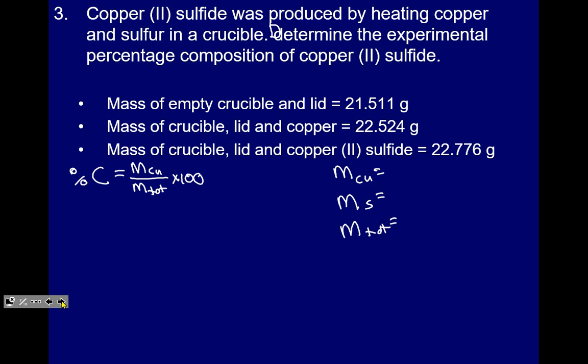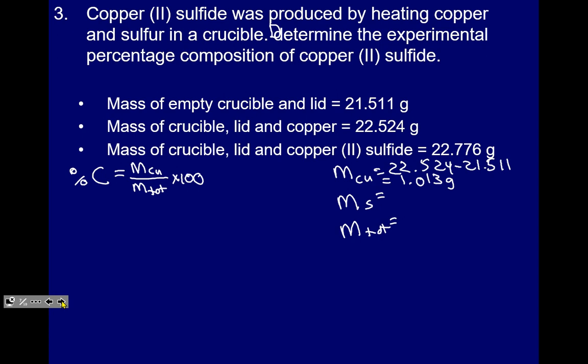Correct. Simply subtract. So if I want the mass of the copper, I take the mass of the crucible, lid and copper and subtract the mass of the crucible and lid. So 22.524 minus 21.511, a very nice, accurate device. And I'm going to squeeze that number in there. I didn't give myself enough room. Does anybody have a number for the mass of the copper? Yep. 1.013 grams of copper. Okay?